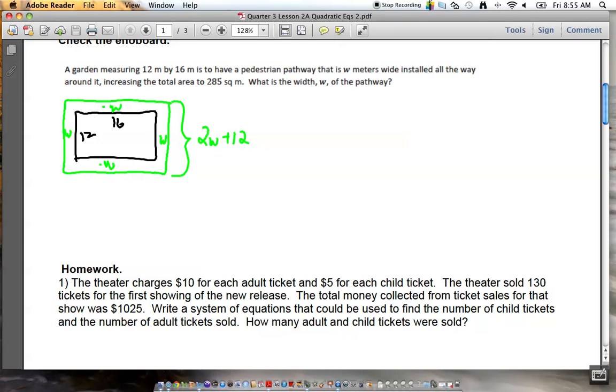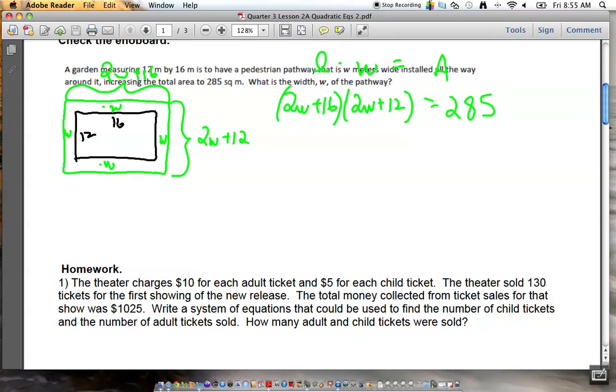I could if I wanted to. Oh, yes, you would be wrong every time. Now, what's this distance? 16. 2W plus 16. Now, Francine was in exactly the right direction. You then need to multiply these two. 2W plus 16 times 2W plus 12, because length times width is area, and in this problem, the area is 285. Okay? Now I'm going to pause at that point, because to me, that's the hard part of the question. Yes, that's correct.